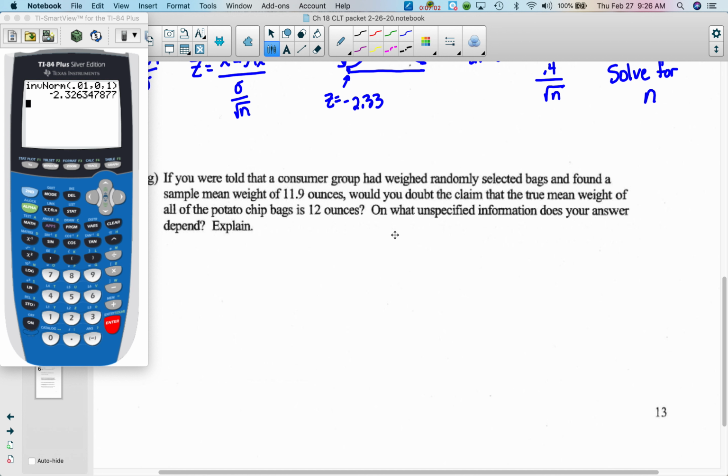So ask yourself, what probability would be surprising to me and make me doubt the claim? And what is it that's changing my different answers for the different probabilities? So think through that when you are answering this question.